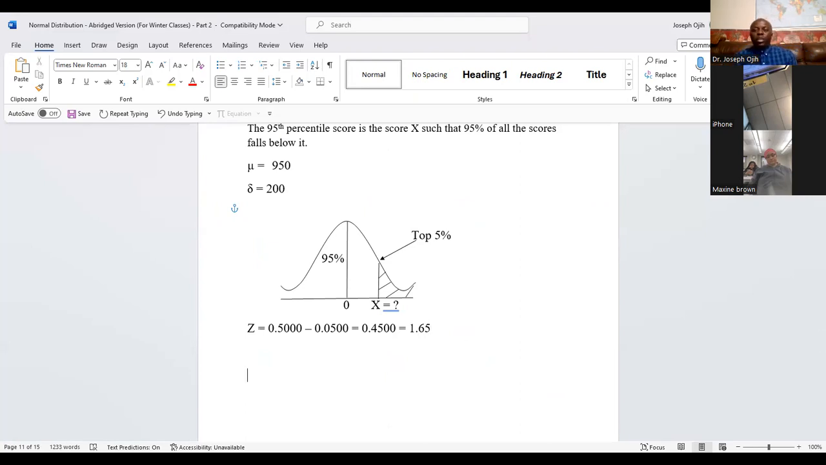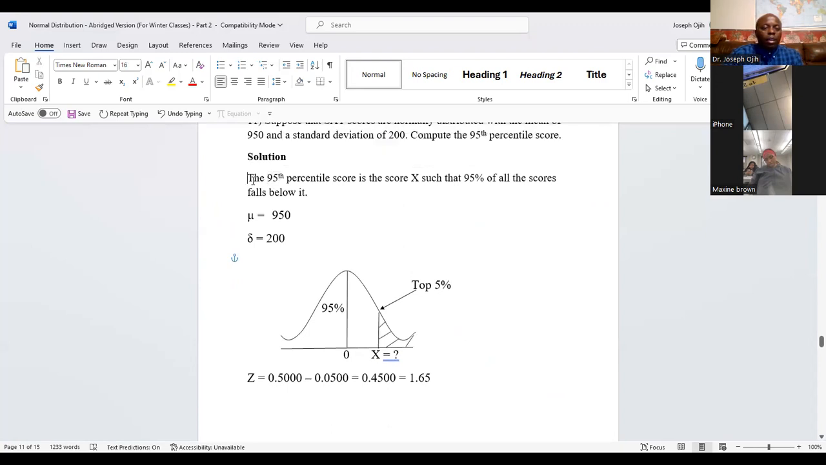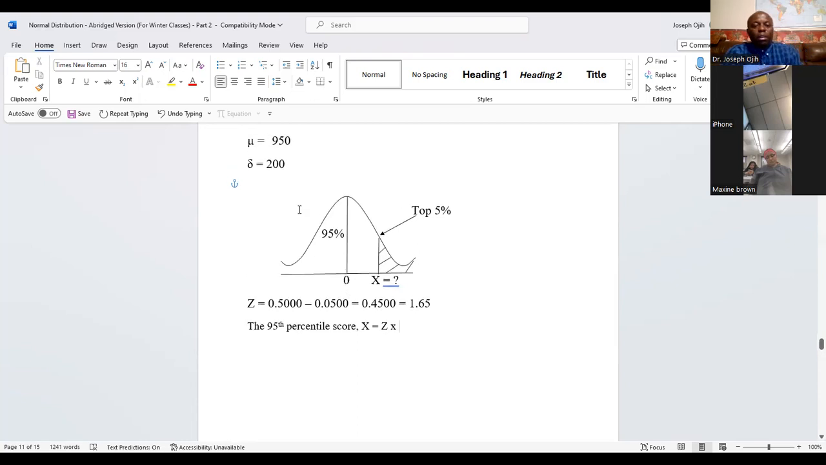Okay. Now, since we have everything we need, we can calculate the 95th percentile score. The 95th percentile score X equals Z times the standard deviation of 200, plus the mean of 950. So X equals 1.65 times 200, plus 950.